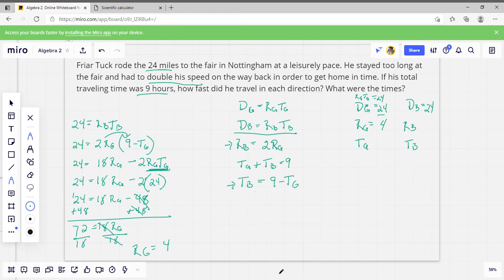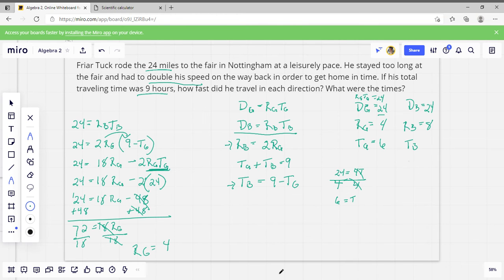And that means that our rate back would be twice as fast. So that would be 8. And then we can figure these out pretty easily. So distance equals rate times time. So 24 is our distance equals our rate, which is 4, times our time, divide by 4. Our time equals 6, since 6 times 4 is 24.